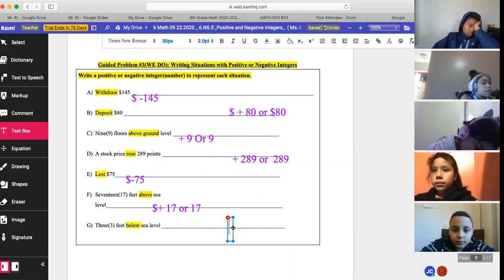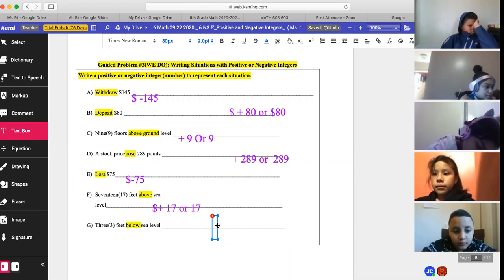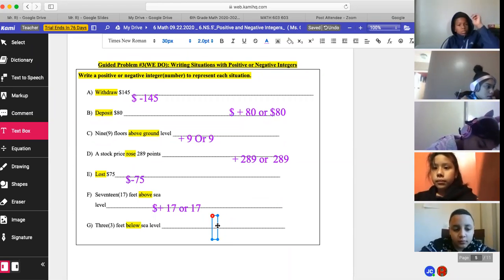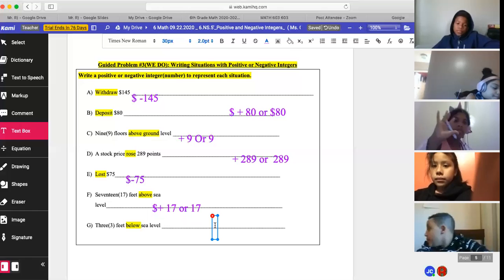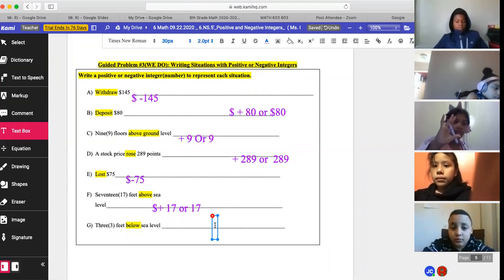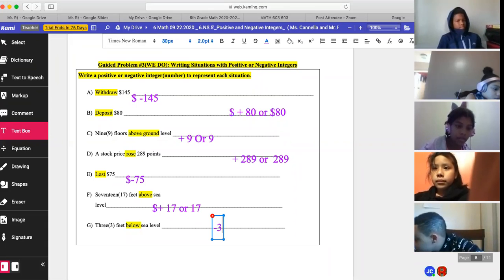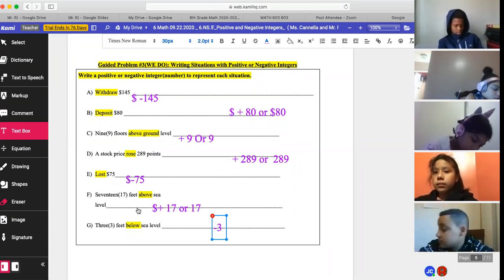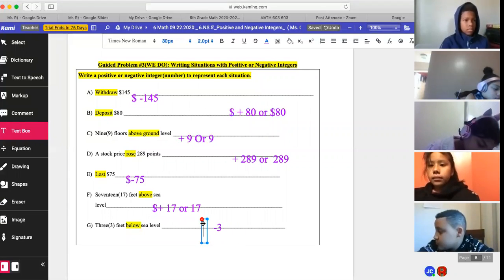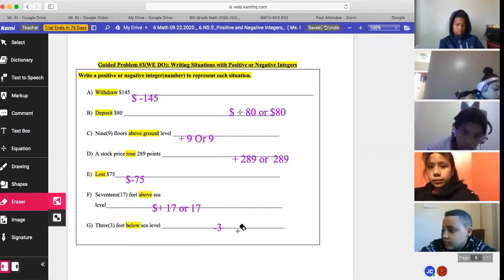I'm just giving you guys key comparisons that relate to your daily activities, that way you can be like, oh, okay, I got it. 3 feet below sea level, positive or negative? Negative. Thank you so much. Everybody see how we got that? If you didn't, and you're curious, I'll call on other people.